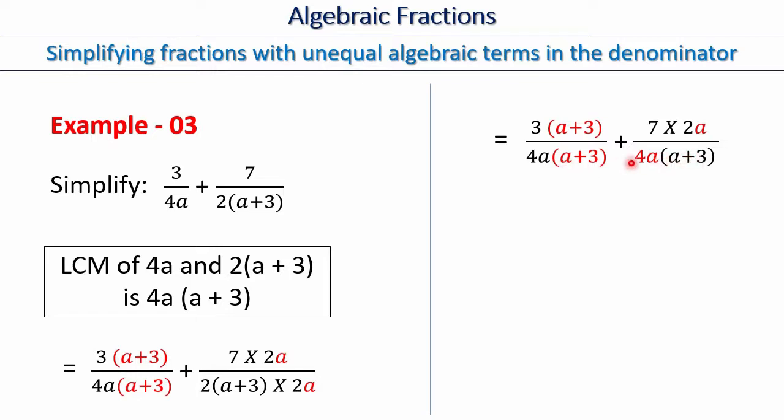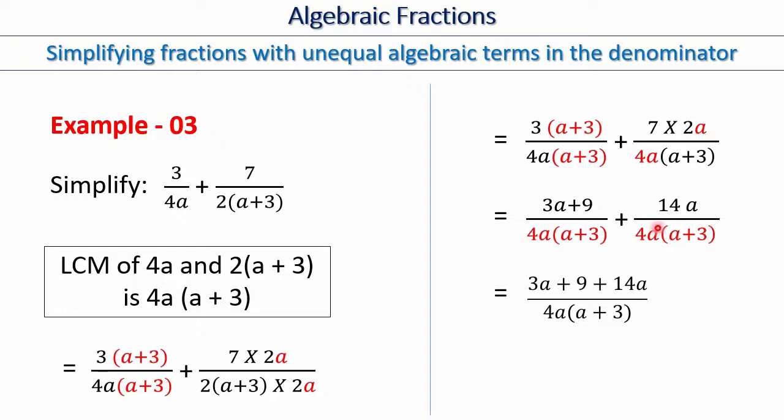Now if you consider these two the same terms, so when the denominator becomes same, then you can add the numerator. So if you operate the bracket, 3a plus 9, 7 into 2, 14a. Now we can add this 3a and 14a, and 9 is separated there. Final answer become 3 plus 14, 17a plus 9. So in this example also, we have made the denominator, same denominator we have found.